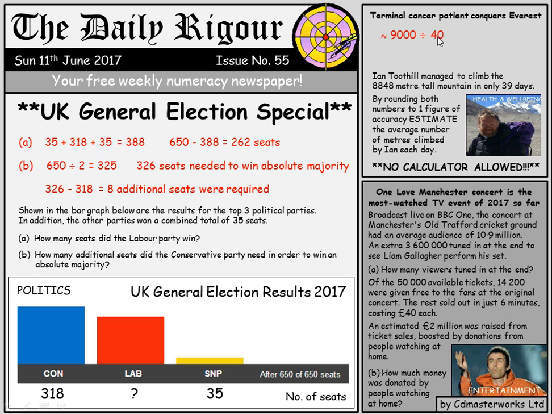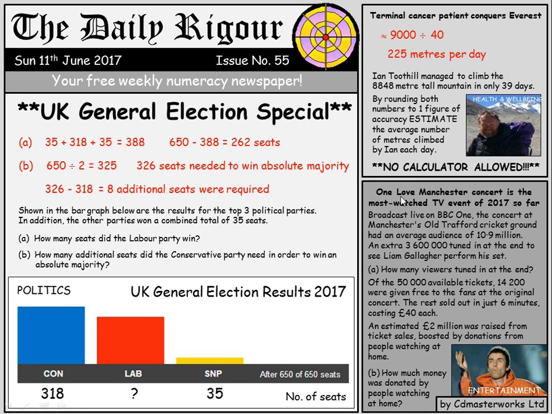So that's a much easier calculation to do than dividing these two numbers without a calculator. So we can divide by 10, so we can cancel a 0. That leaves us with the equivalent calculation 900 divided by 4. So all we have to do is half 900, then half it again. So that's going to give us an answer of 225 metres per day on average. What a fantastic effort, Ian. All the best.